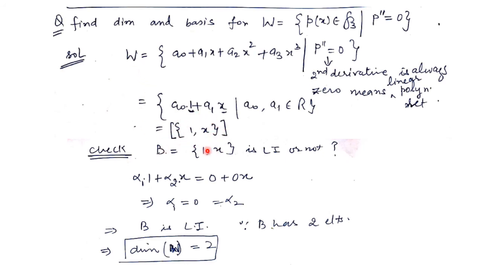If this set is LI, then this will become the basis for W. So we need to check whether this set is LI or not. We take its linear combination, equate it to the null polynomial. We will get alpha 1, alpha 2 both equal to 0 and only 0. Therefore this set is LI, and this set becomes a basis for W. How many elements are in this set B? Only 2 elements. So the dimension of W is 2.